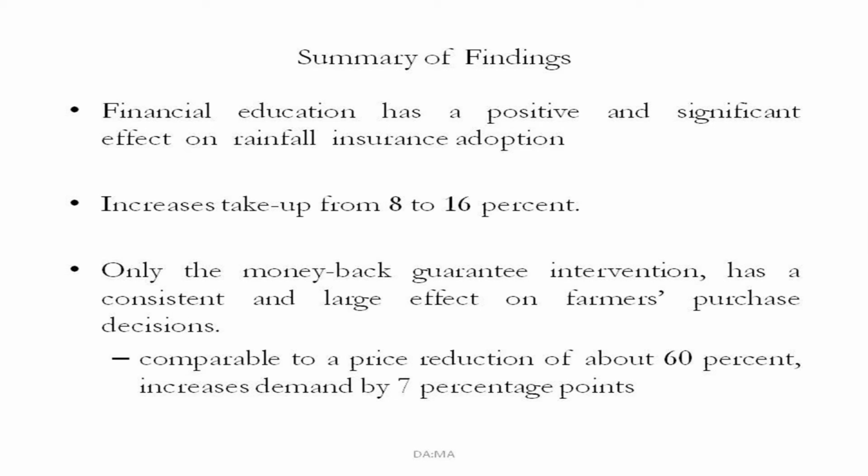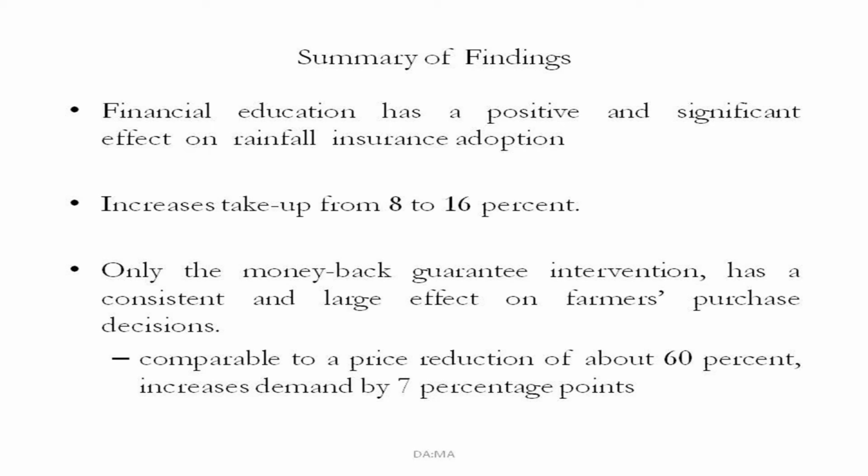Okay. So, to summarize what the authors find in this paper is that financial education has a positive and significant effect on rainfall insurance adoption. It increases adoption by 8 to 16%, is what the authors measure in the paper, and the only marketing treatment is the money back guarantee intervention that has a consistent and large effect on farmers' purchase decisions. None of the other marketing treatments has any impact on the purchase decisions of this insurance.